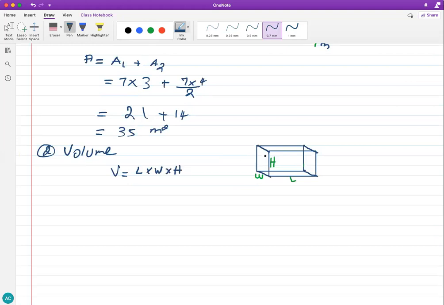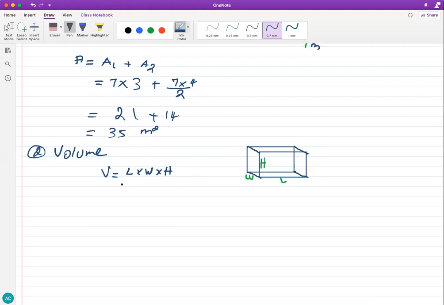Volume, only if it's a box or a cube. We'll talk about the cube in a moment. Just take the 3 and multiply them. For example, if this was 7, this was 3, this was, let's say, 4. So we're just going to take all those and multiply them.